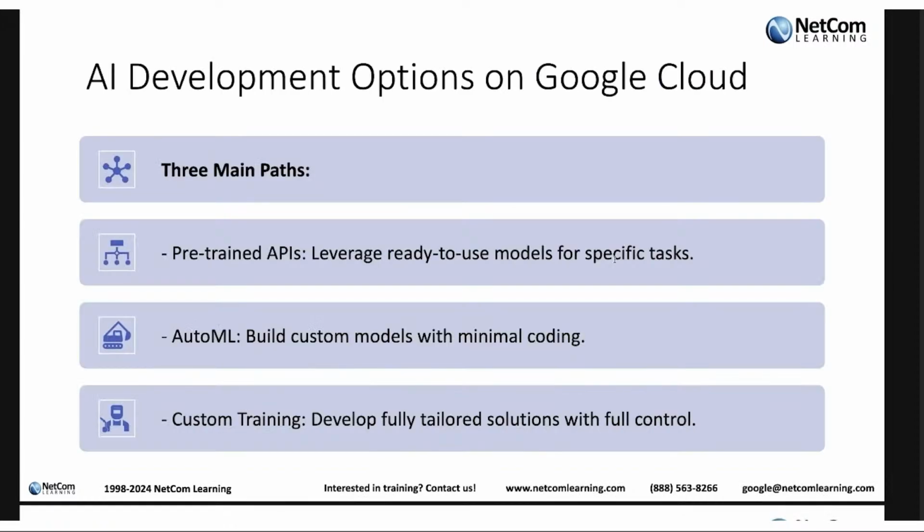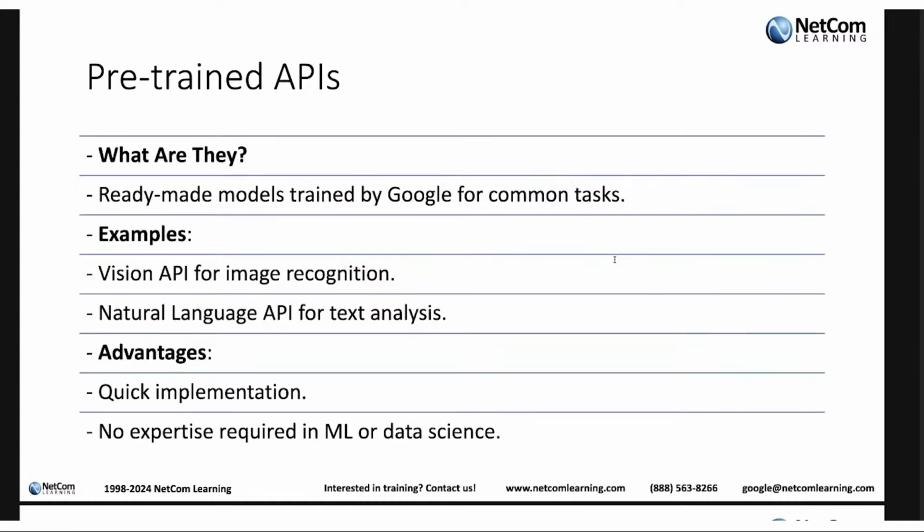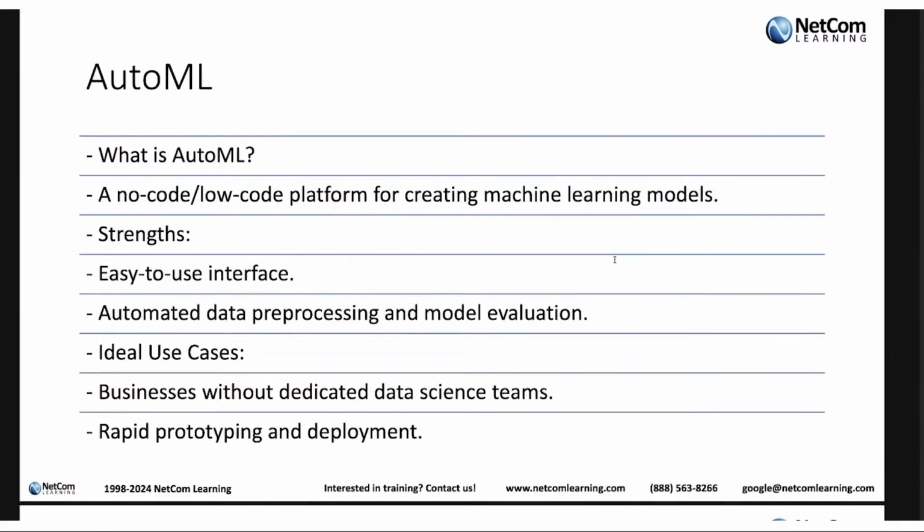So now let's look at how we are going to approach the solutions. We have pre-trained APIs, AutoML, and custom models. Pre-trained APIs, I talked about this, are ready-made solutions built by Google for common generic tasks. Examples are the Vision API for image creation and the Natural Language API, and the advantage is that no ML expertise is required, so you just use that solution. AutoML is a low-code, push-button solution to train the model.